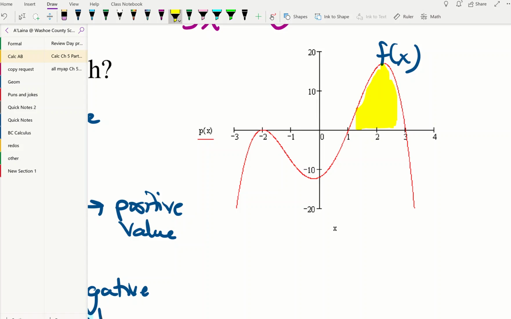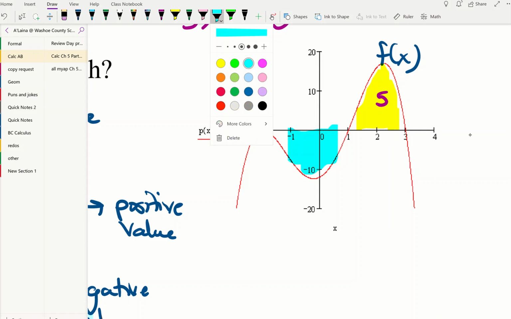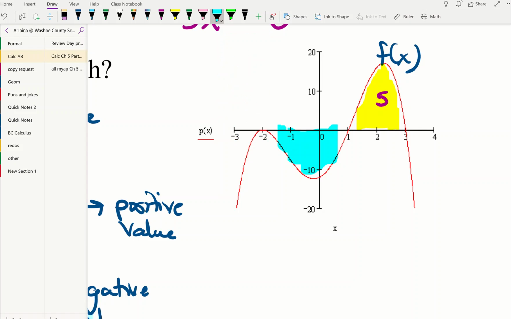Let's say that I'm looking at this area of f of x, in between f of x and the x-axis from 1 to 3. Maybe I tell you that this area is 5. And maybe I tell you that this area is 7, right there. And maybe I tell you that this area is 2.